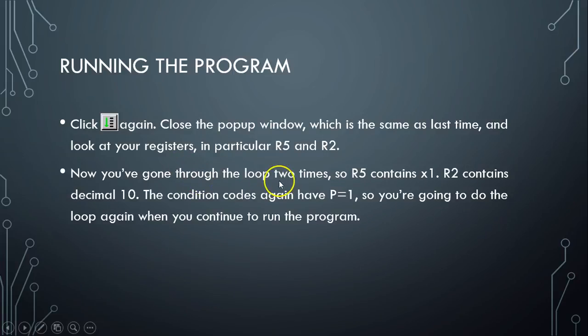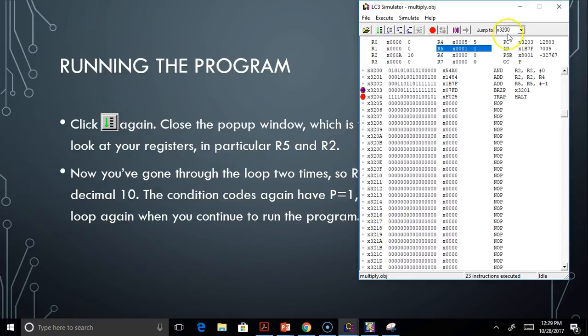Now we've gone through the loop 2 times. So register 5 you'll see contains 1, and register 2 the decimal 10. The condition codes again have p equals 1, so you're going to do loop again when you continue to run the program. Sure enough, register 5 is 1, register 2 is 10.